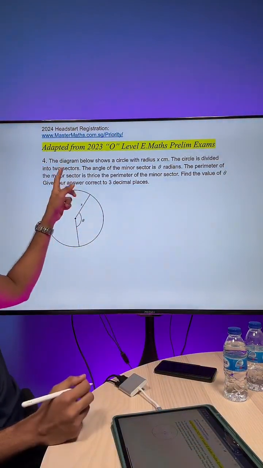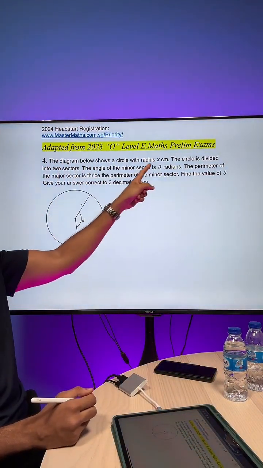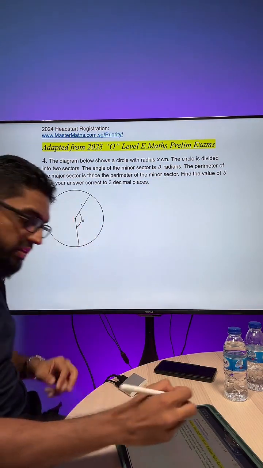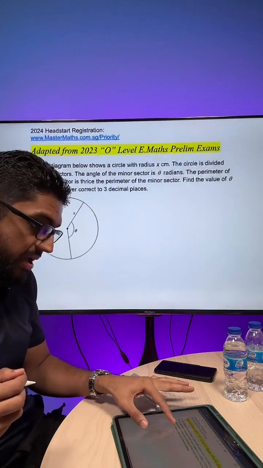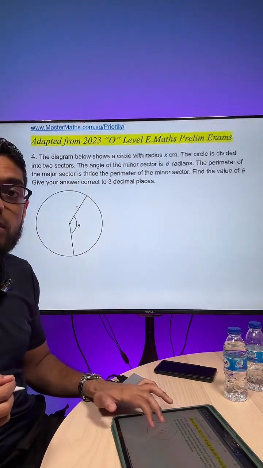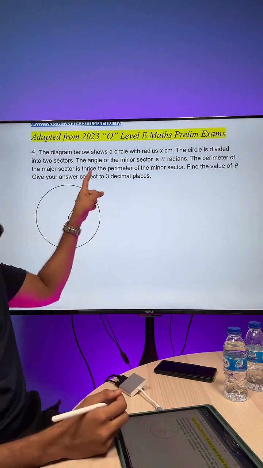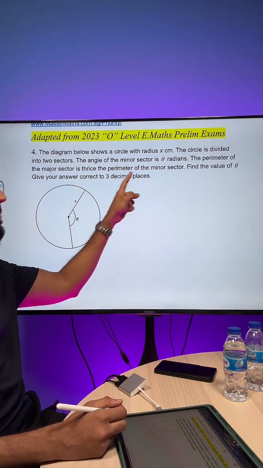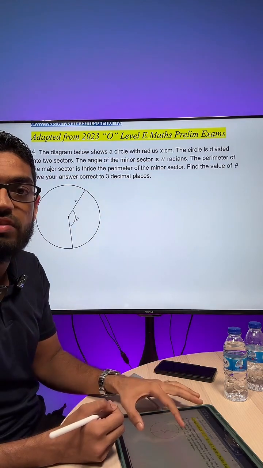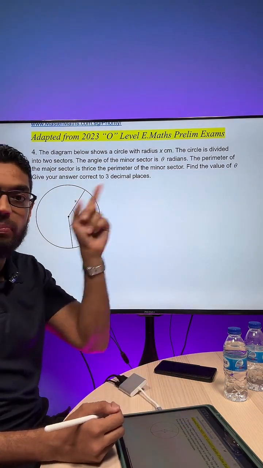Friends, how to do this question? Diagram shows a circle with radius x. So over here is x. I'll zoom in for you guys a bit. The radius is x. And then the circle is divided into 2 sectors. The angle of the minor sector is theta radian. The perimeter of the major sector is thrice the perimeter of the minor sector. Find the value of theta, give your answer to 3 decimal places.